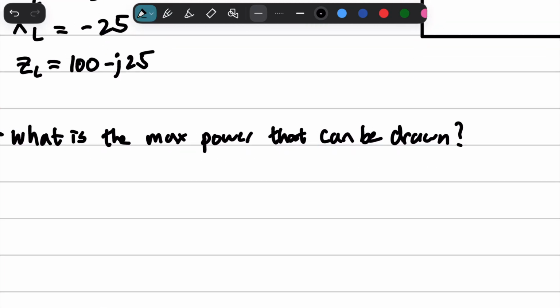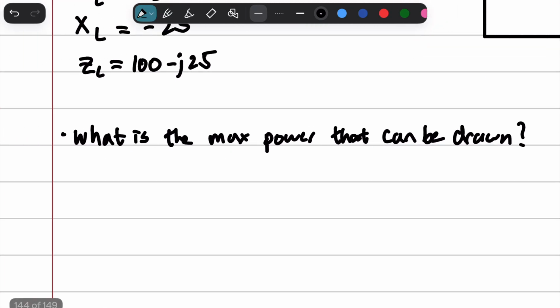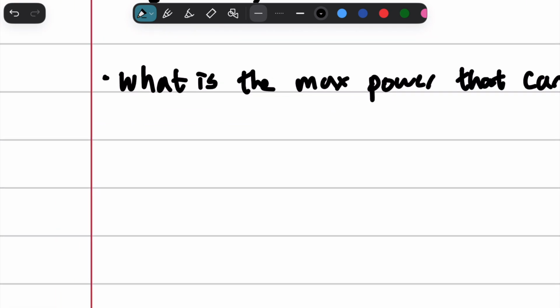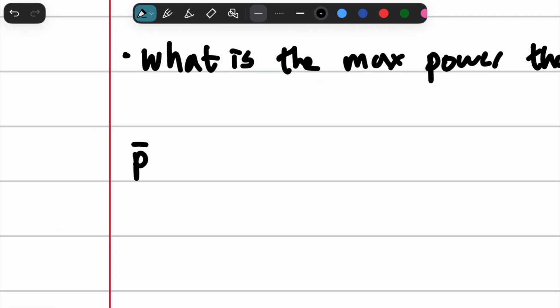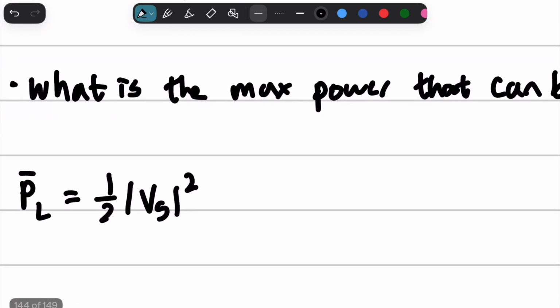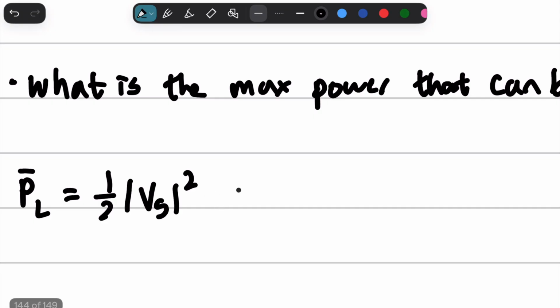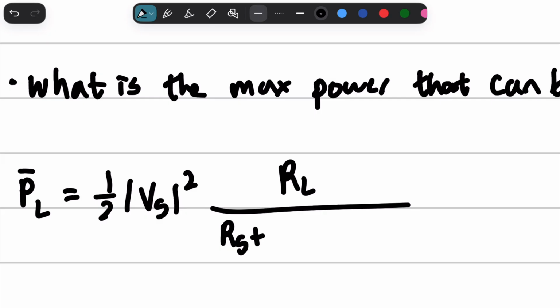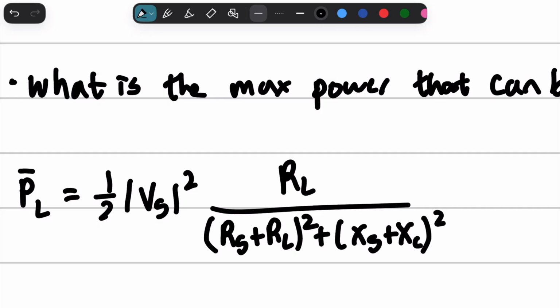Now, what is the max power that can be drawn? So what actually is that max power? Well, we can just say PL, the average PL, equals 1/2 VS squared times RL over (RS plus RL) squared plus (XS plus XL) squared.